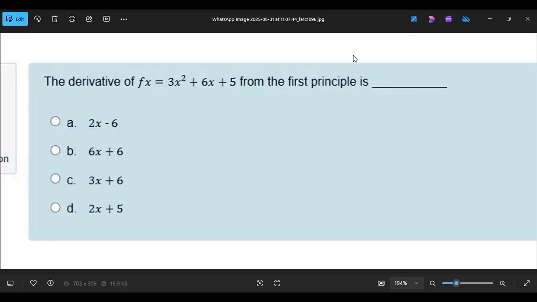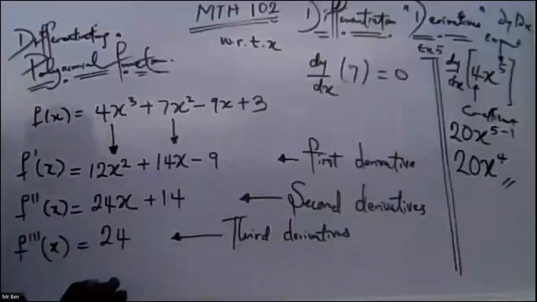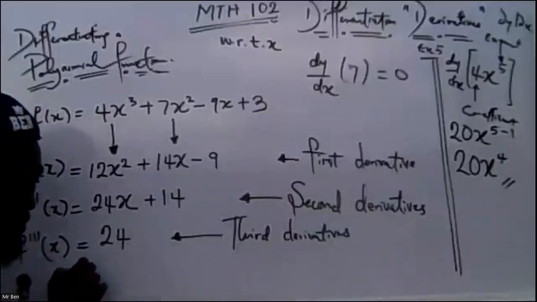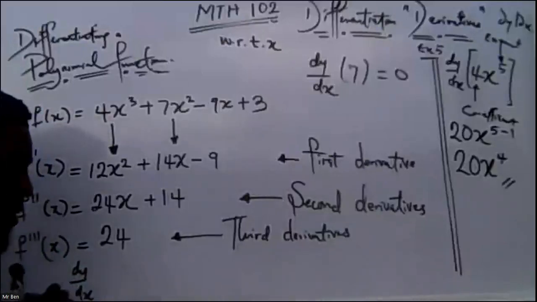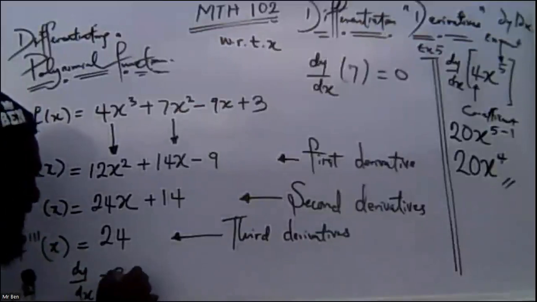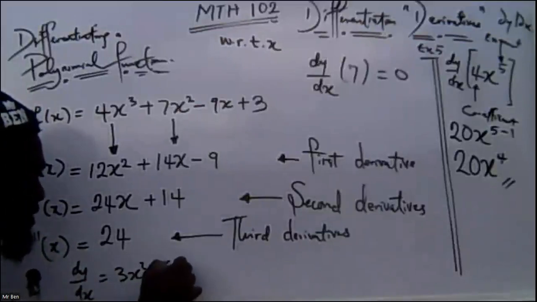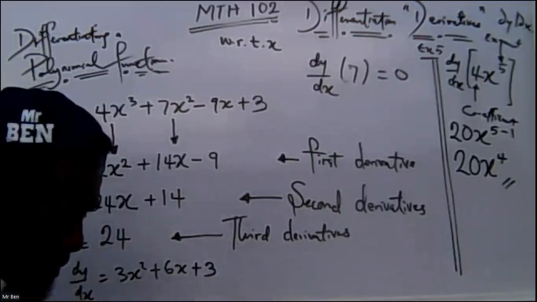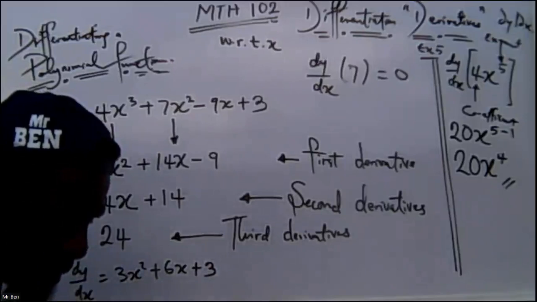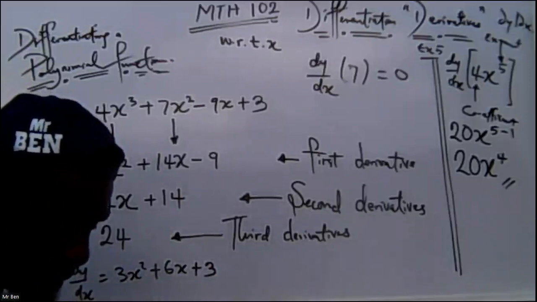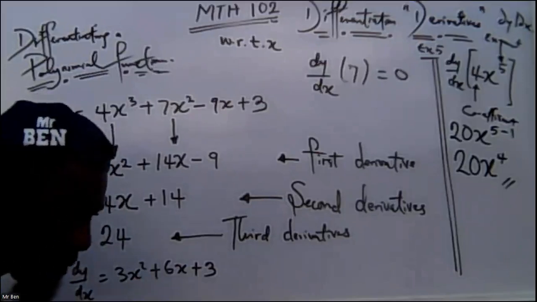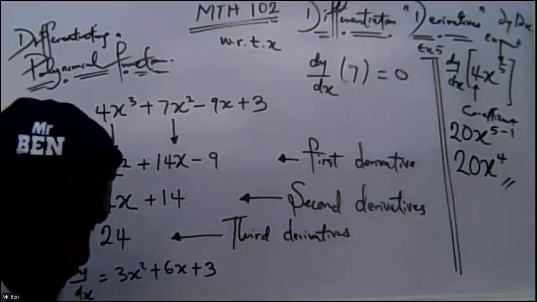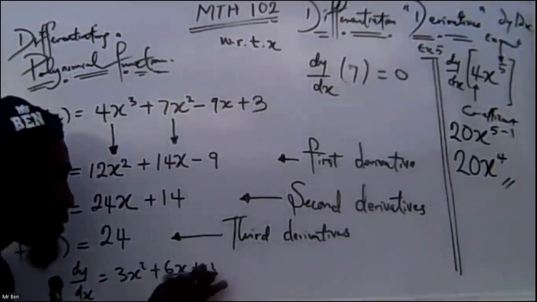3x squared plus 6x. Let me have it. Differentiating, find the dy/dx of 3x squared plus 6x plus 3, or is it 5? It's plus 5. Okay, thanks. So, plus 5.